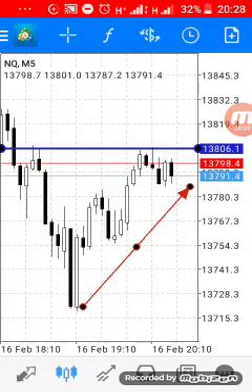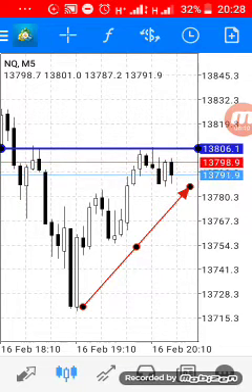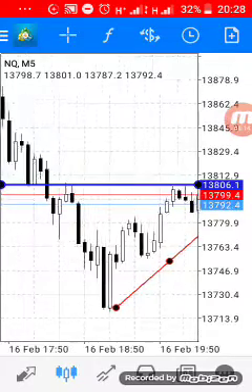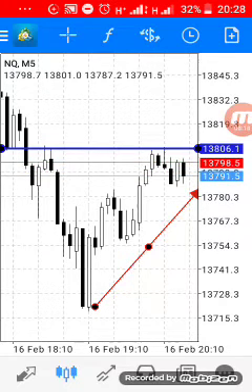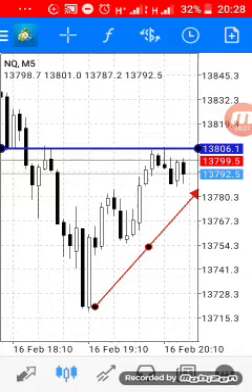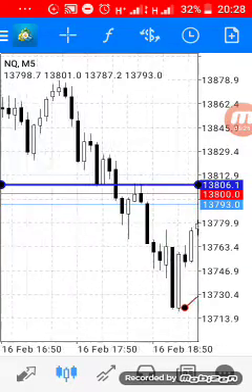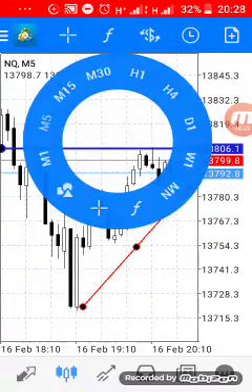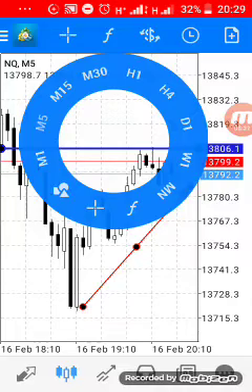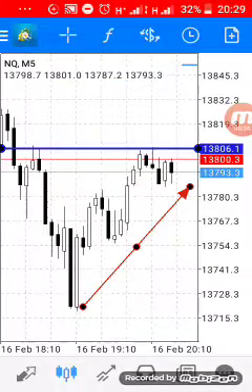What do these two lines mean? The bottom one means the market changes direction to an uptrend. But the top one means if the market can break this one, the market will start forming a solid uptrend. So when you're making a trade in this, you must wait for the market to break these two lines.